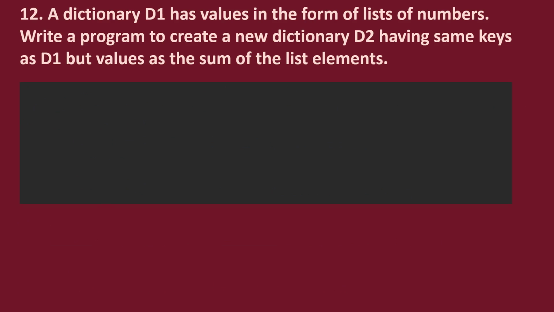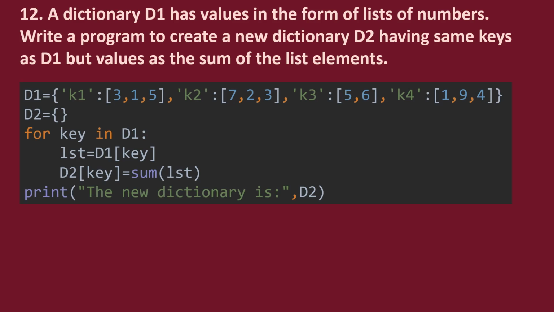A dictionary D1 has values in the form of lists of numbers. Now write a program to create a new dictionary D2 having the same keys as D1 but values as the sum of the list elements. So here you can see that dictionary D1 is like this. Key is K1 and its value is in the form of list 3, 1, 5. You can keep any number of numbers. Then key K2 is the key and it has a list of numbers as value like this. And we have to create another dictionary D2 where the keys will be the same as D1 and the values will be the sum of the numbers present in the list.